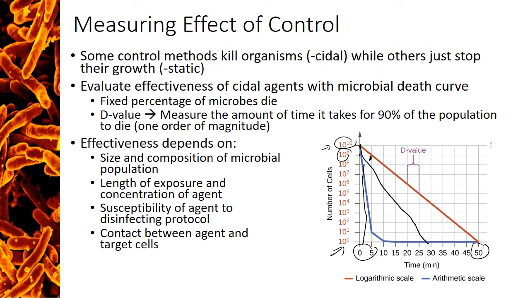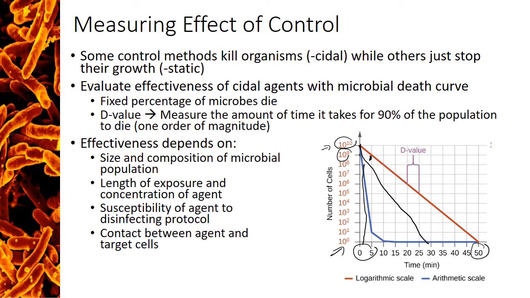The other things that are important are the length of the exposure, so how long you are taking to control them, and the concentration of the agent you're using. More concentrated or less concentrated chemicals might affect things differently. You have to consider the susceptibility of the agent to the disinfecting protocol. So for example, something like ethanol, that we tend to use a lot for removing and killing organisms, doesn't work on the bacteria that cause TB. So if you're working with TB in a research lab, you can't wipe down your bench with ethanol and expect it to do anything, because the bacteria are able to survive that. So you have to understand the susceptibility of your organism to whatever you're trying to use.